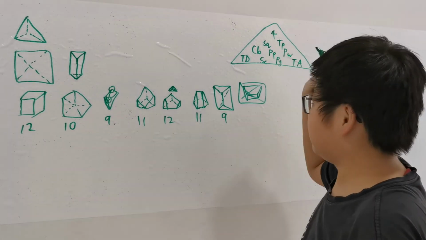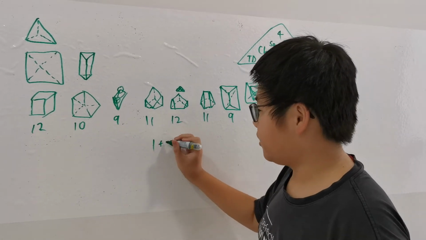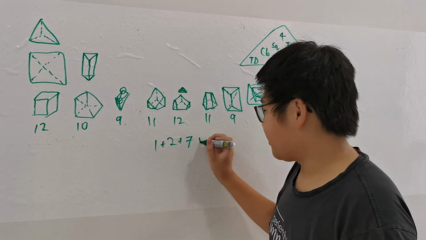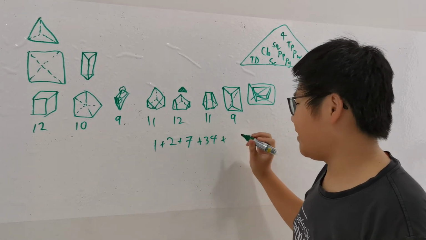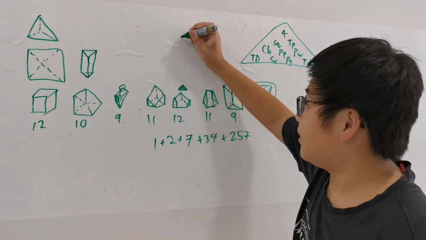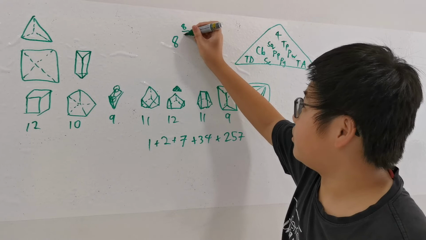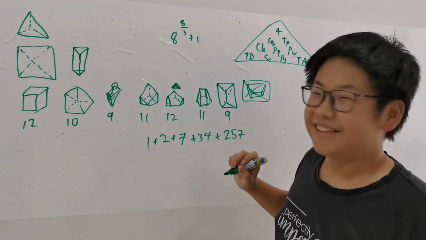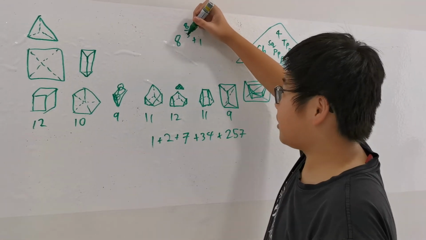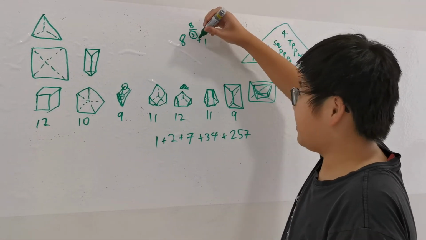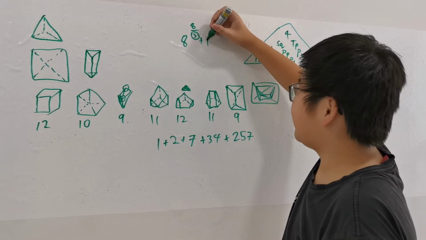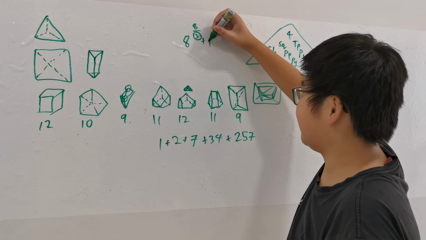So let's add these up. So we have 1 tetrahedron, 2 pentahedra, 7 hexahedra. After that it goes really fast. 34 heptahedra, and finally 257 octahedra. Why 257? You don't know, because it's just 8 to the power 8 over 3, plus 1. Still laughing at it. So we have two 8s, and then the platonic octahedron has 3-sided polygons as its faces, and the 1 here is to represent the unity.